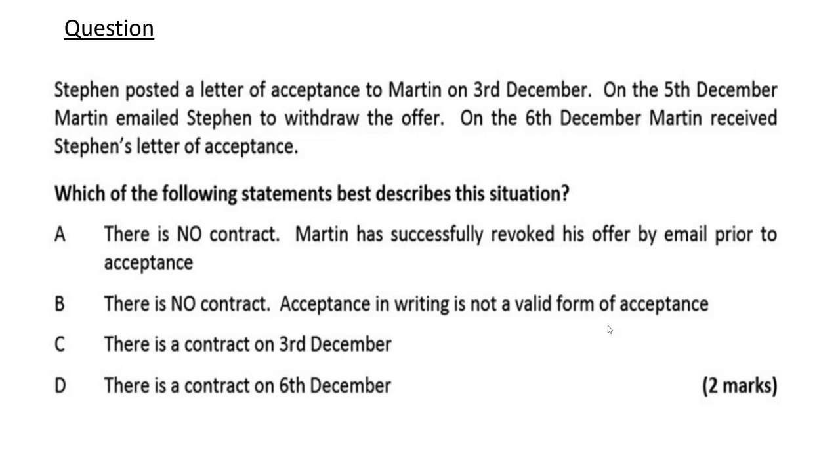So basically, Stephen posted a letter of acceptance to Martin on 3rd December. On 3rd December, a letter of acceptance was written and posted. So once the letter of acceptance is posted, the acceptance is communicated and effective. So basically, there was a contract on 3rd December.